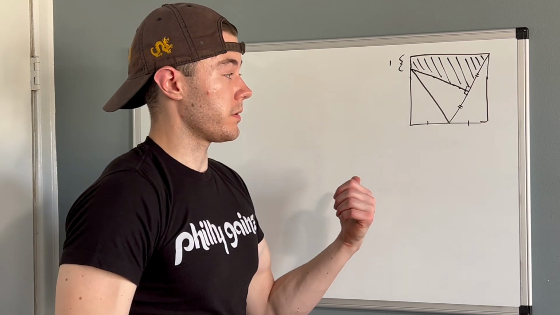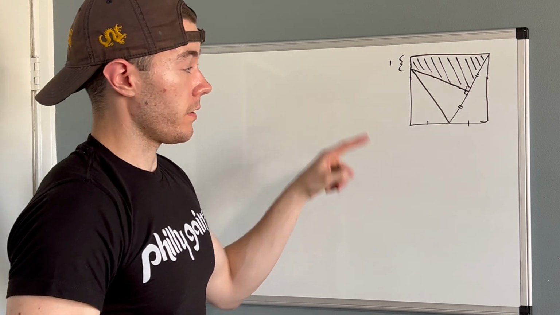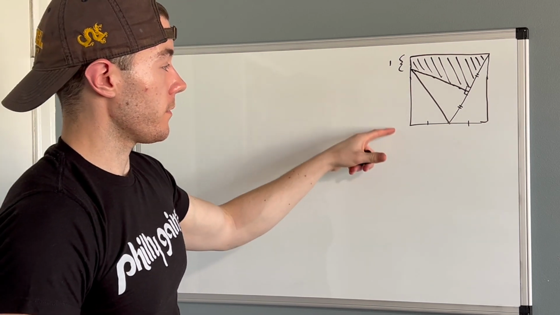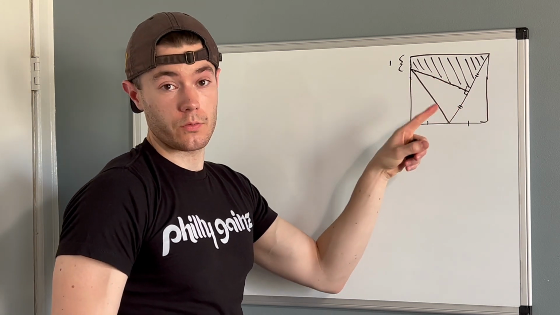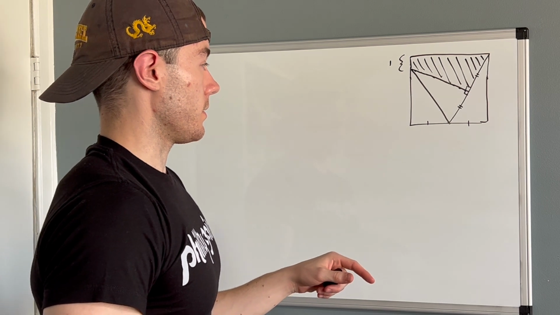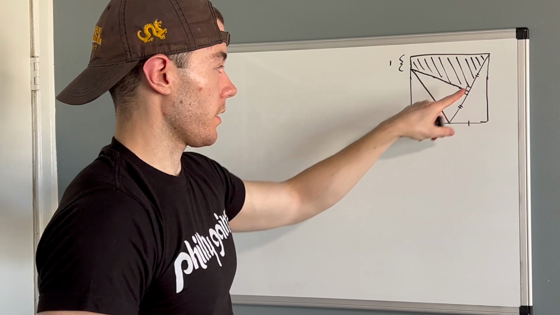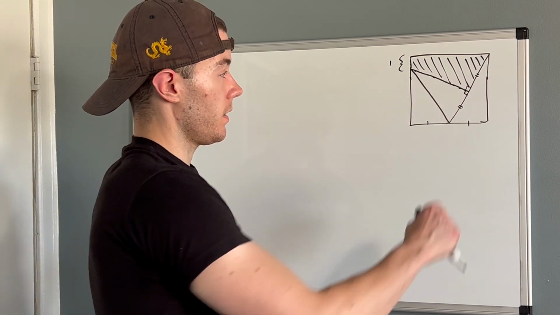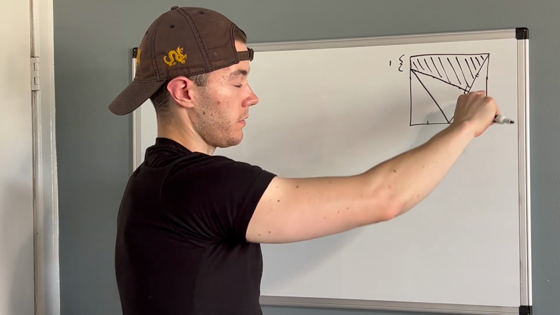Today's video, I'm going to be solving this geometry problem that I have right here. So there's this square, and we're asked to find the area of the shaded region. And the only information that we have to start is that these two bases of these two triangles are the same length, and these two line segments are the same length.